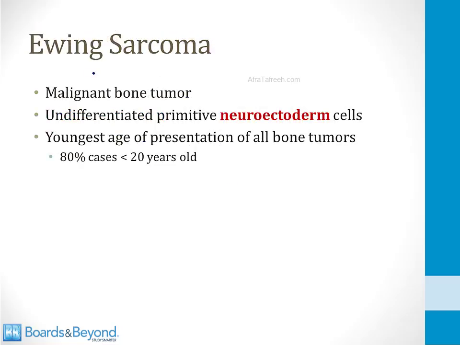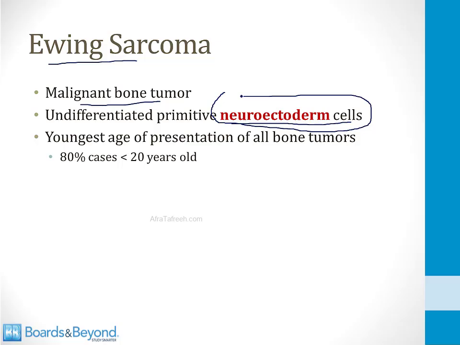Our next primary bone tumor is called a Ewing sarcoma. This is also a malignant bone tumor. The cells that are malignant in this case are undifferentiated primitive neuroectoderm cells. Very strange to think of neuroectoderm cells leading to a bone tumor, but they can. And when they do, it's called a Ewing sarcoma. These tumors have the youngest age of presentation of all primary bone tumors. 80% of cases occur in adults younger than 20 years old. Some even occur in very young children.